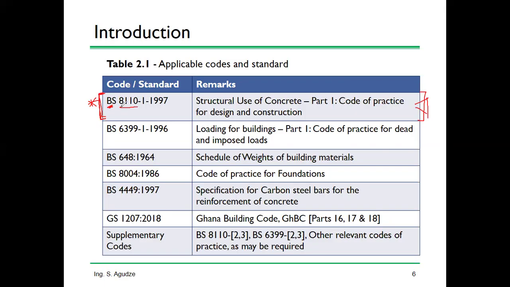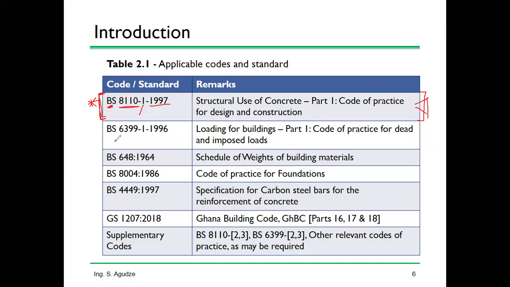Then this is the actual code number, 8110. And the number here means the part 1, 2, 3, 4, right? And then the 1997 is the year of publication. So the part 1 of the BS 8110 is the structural use of concrete. The part 1 is code of practice for design and construction. Now, so this will be the base code.